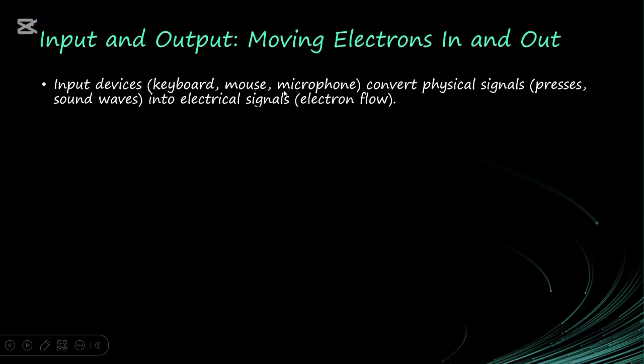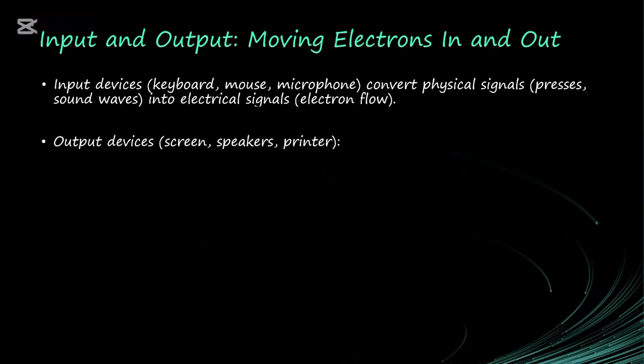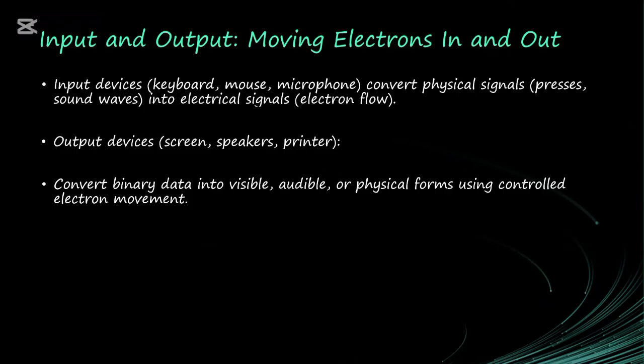Input devices, keyboard, mouse, microphone, convert physical signals to electrical signals. So when you type something on your keyboard, it will convert it to electrons. As for output devices, when the computer processes data and wants to give it to you for you to see, it gives it to the output devices, and the output devices will convert them to electrons too. They convert binary data into visible, audible, or physical forms using controlled electron movement. That is what we have just explained.